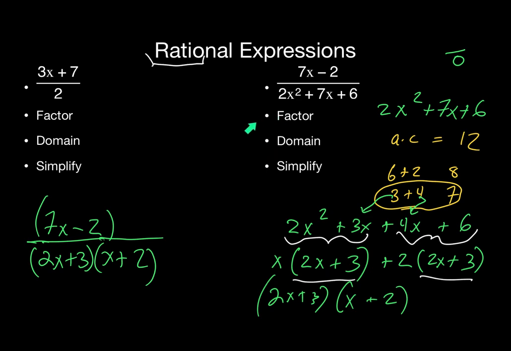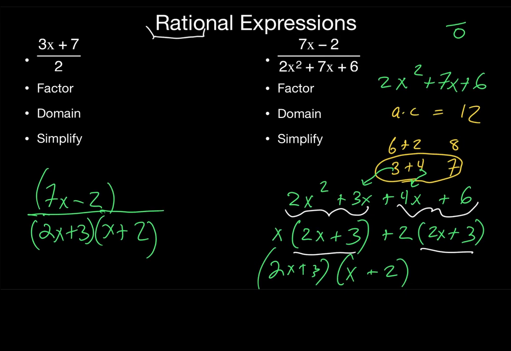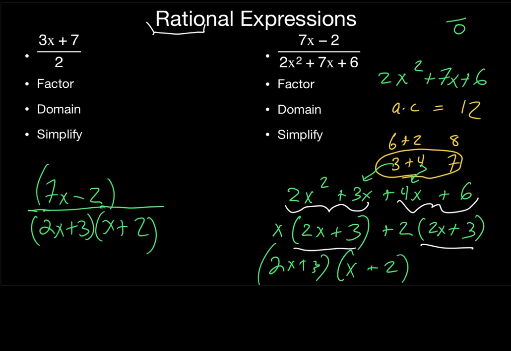Second step, we need to talk about the domain. Are there any numbers that will make the denominator 0? The answer will be yes. Here's how I go about figuring that out. I'm going to take each of the items, or each of the factors. I've got 2x plus 3. I'm going to set that equal to 0 and find out what makes that 0.